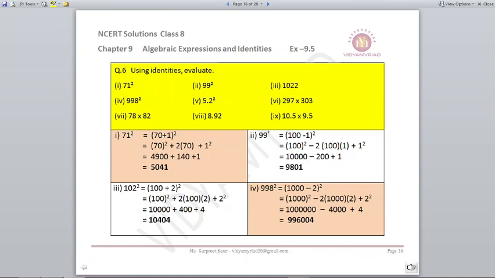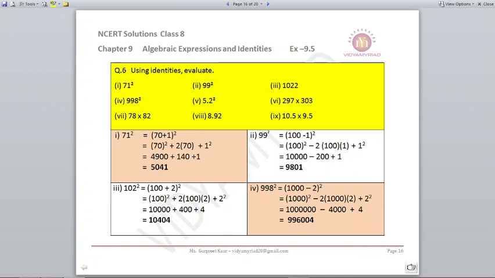Next, 102 the whole square can be rewritten as (100 plus 2) the whole square. So (a plus b) the whole square, which is a square plus 2ab plus b square. You get 100 square plus 2 into 100 into 2 plus 2 square. Answer comes to 10404.